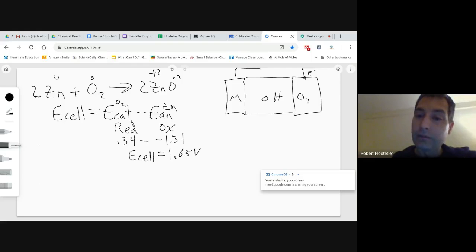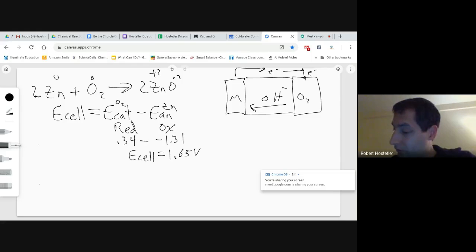So the electrons are flowing through the wire like so, and that means the OH minus ions are going to go in the same direction. So you should have them moving over towards the metal, or to the left on that picture.